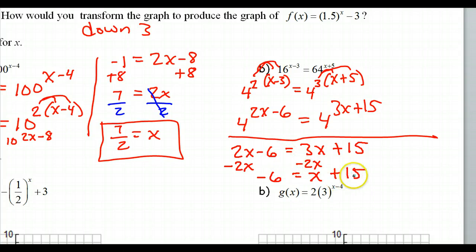Then I can subtract 15 from both sides. Running out of space, but you get the idea. And so those go away. So that's going to give me negative 21 is equal to x. So that is the answer to part B.